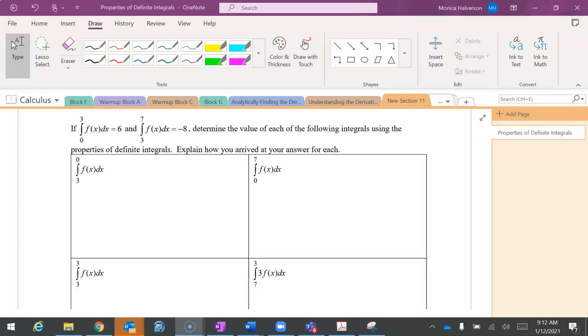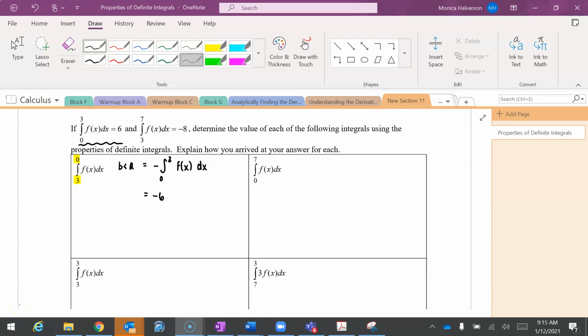What we should be noticing here is that this is the property in which our b value is less than our a value, which we should remember means we just took the negative when we flip it. So in this case, it would be negative 6, because we know, based off our information above, that the integral from 0 to 3 of f of x dx equals 6.